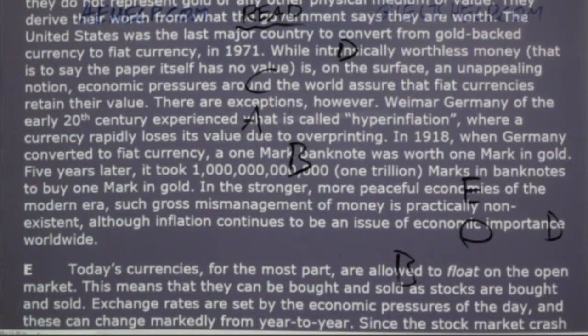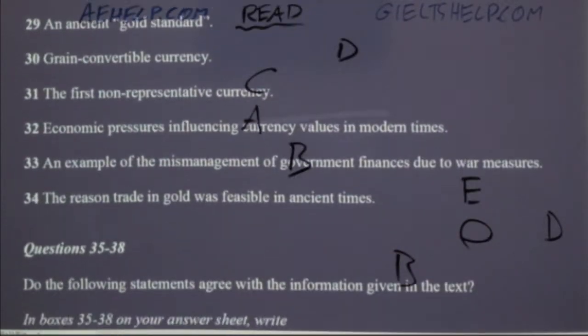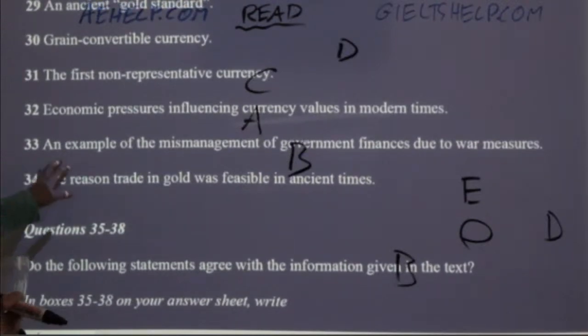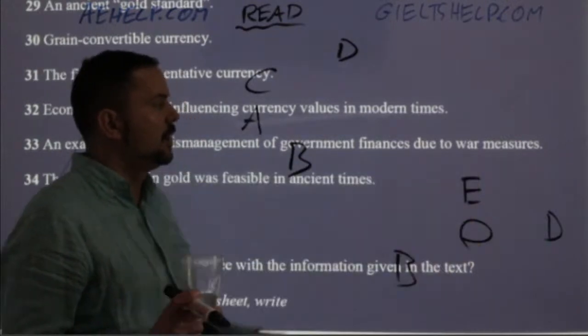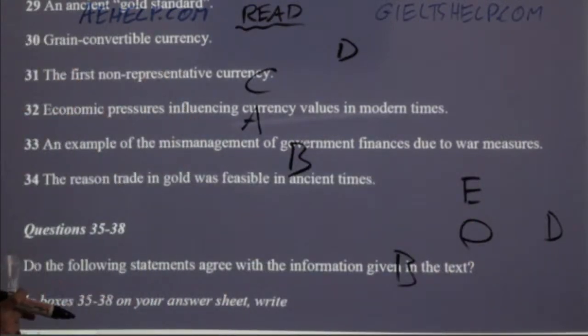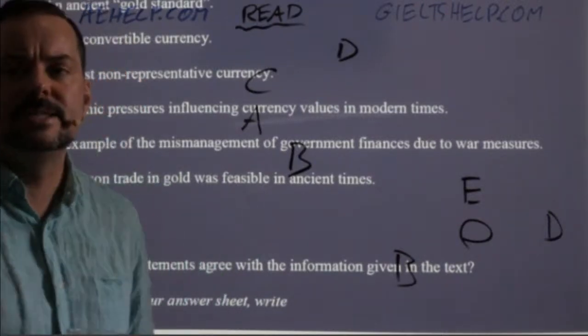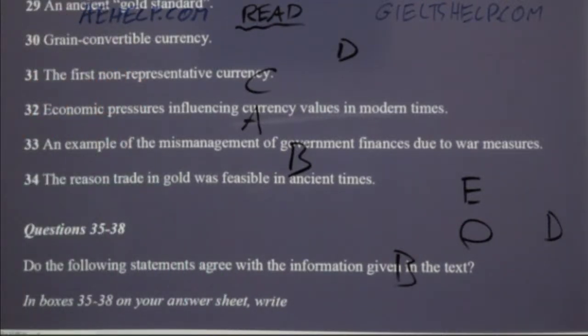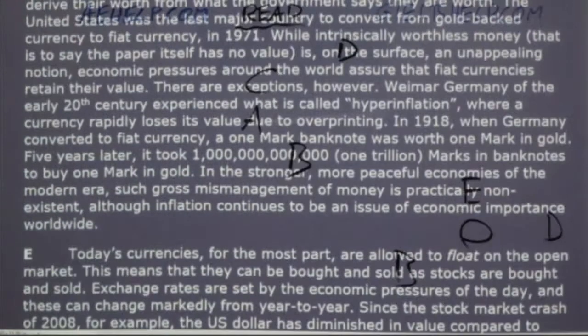So let's see the question one more time. Here you want to be really careful. An example of the mismanagement of government finances due to war measures. The reason why I would choose D, and D is the correct answer, why do you think? Let me see if you can figure it out. So why is D still a better answer than C? It's tricky, but D is a better answer. Why? Okay, have a look at D one more time.